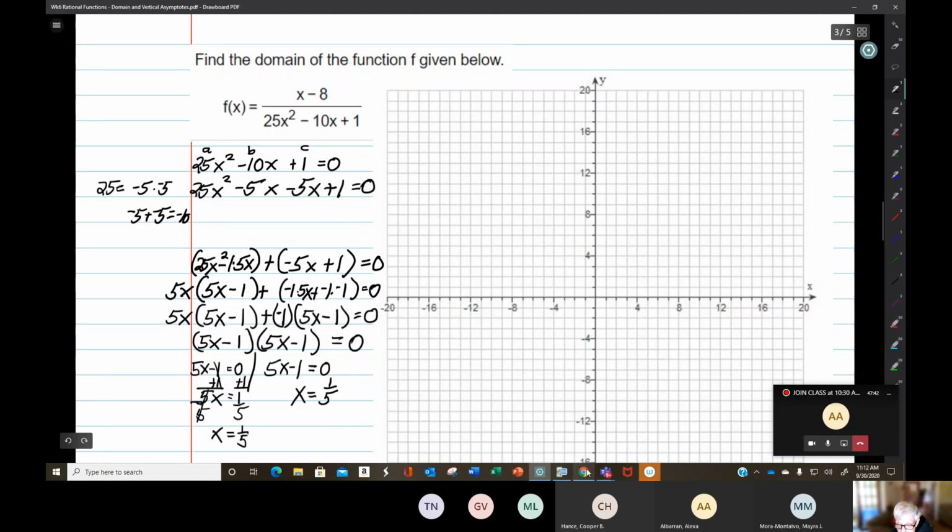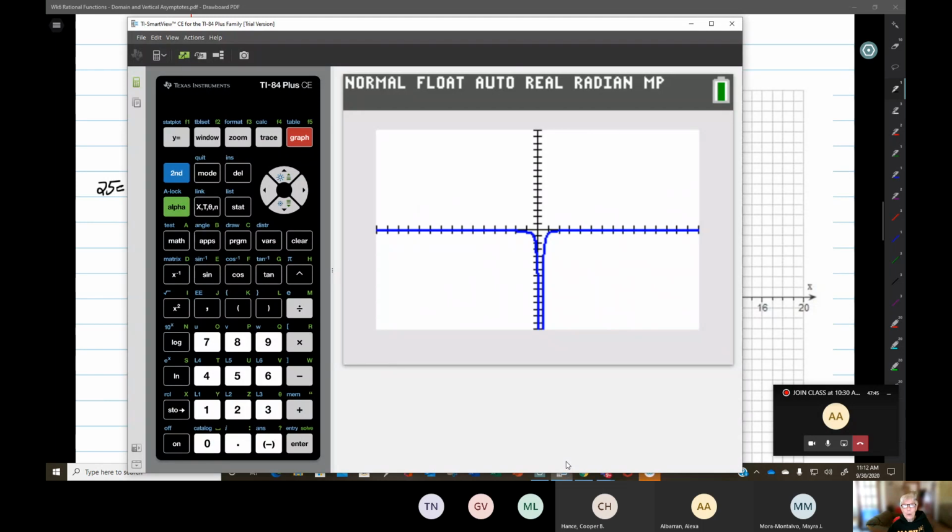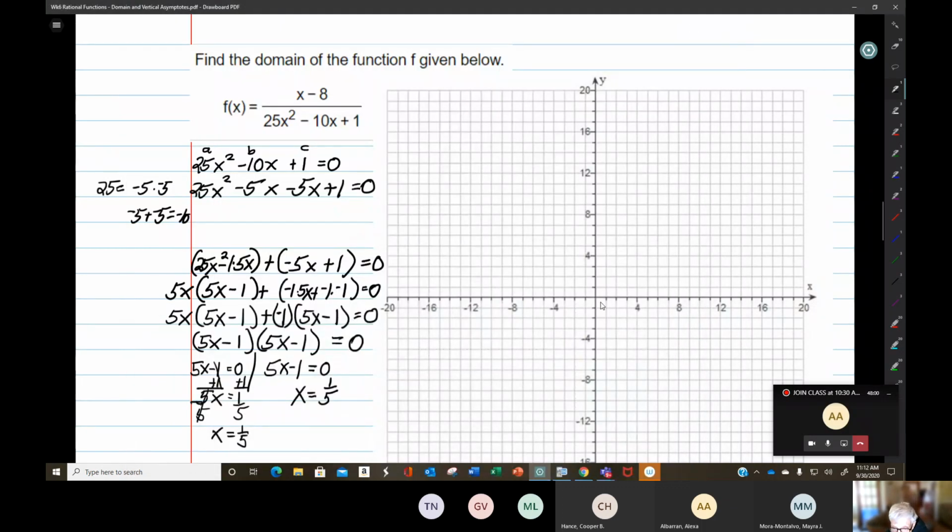Now, that's why the graph looks like this. Where is positive 1/5? It's about right there. Positive 1/5 is about here, and you'll just have to make believe that's a whole. Everything to the left is okay, and everything to the right is okay. And we're going to have just a heck of a time trying to draw an asymptote. But we'll try, because we never give up.